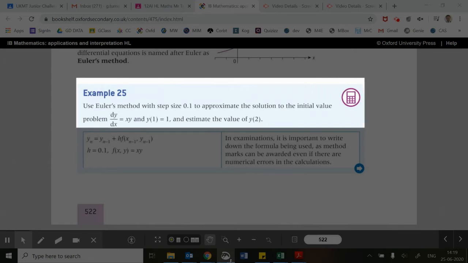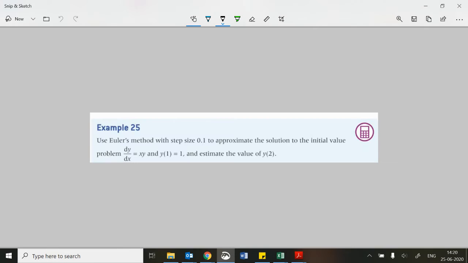Okay, so example 25. So use Euler's method with step size 0.1, be a common step size to use. 0.01 would be even better. Okay, to approximate the solution to the initial value problem here. And they're giving us, in this case, a very simple formula for the derivative, which is based on both x and y. And they're giving us a start condition. They're saying when x is 1, y is 1.